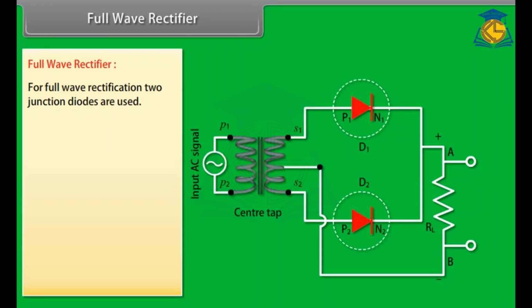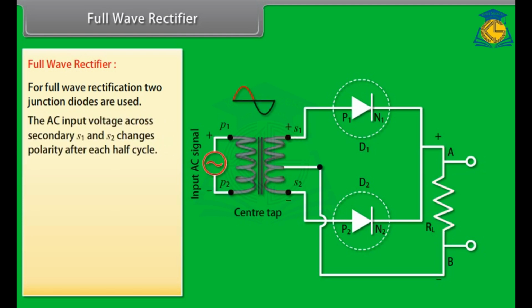The AC signal to be rectified is connected across the primary terminals P1 and P2 of a power transformer. The P regions P1 and P2 of the diodes are connected to the ends S1 and S2 of the secondary of the transformer. The output is taken across the load RL.